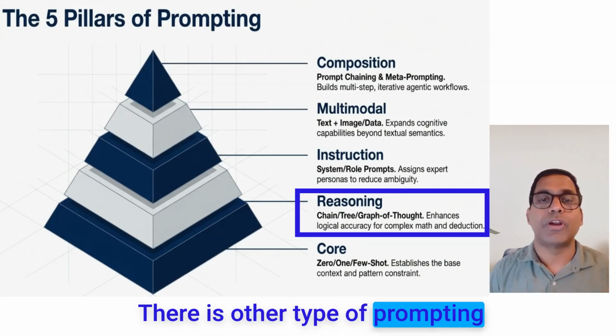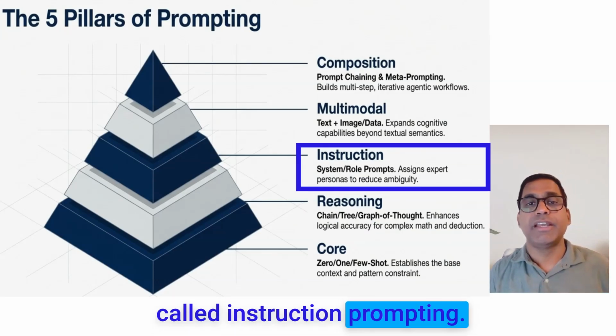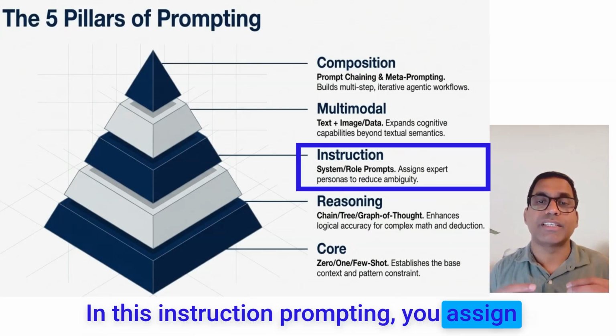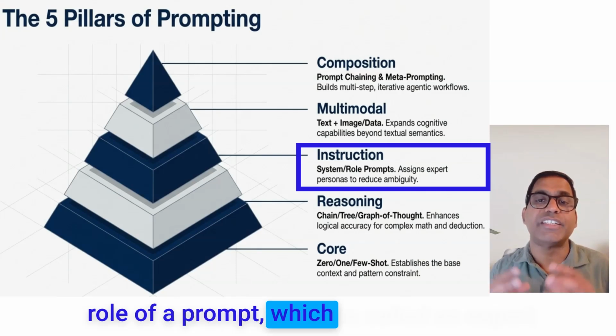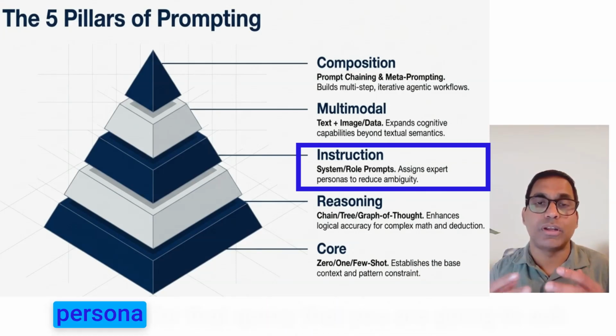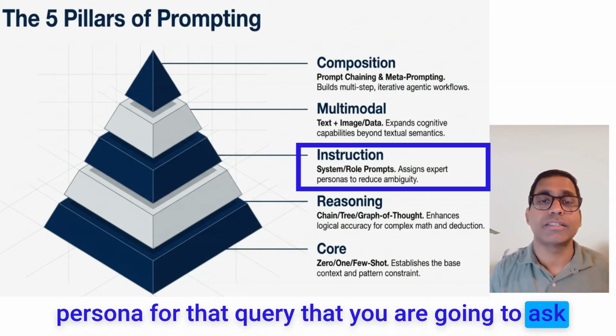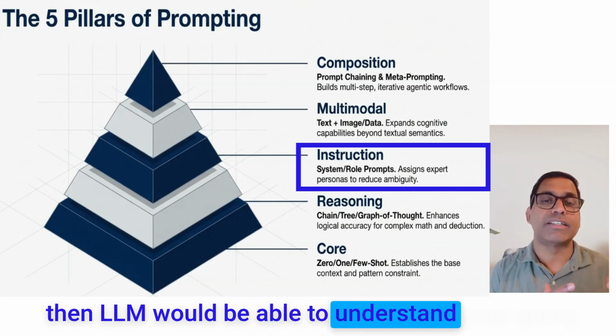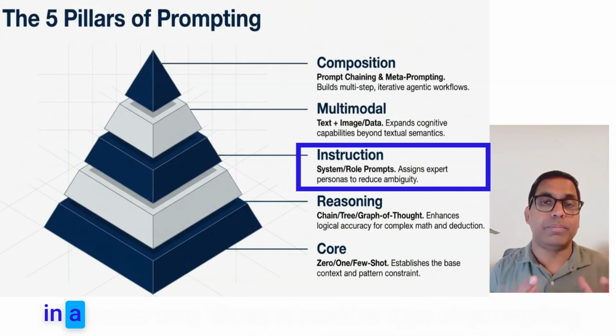There is another type of prompting called instruction prompting. In this instruction prompting, you assign a role to the prompt, which is called an expert persona, for the query that you are going to ask. Then the LLM is able to understand your query in a better way.